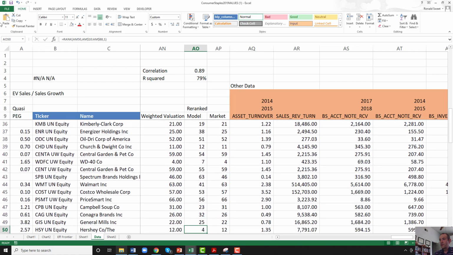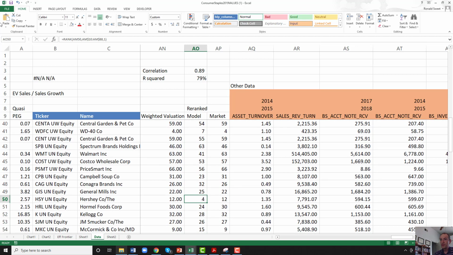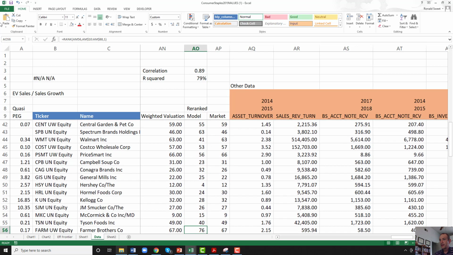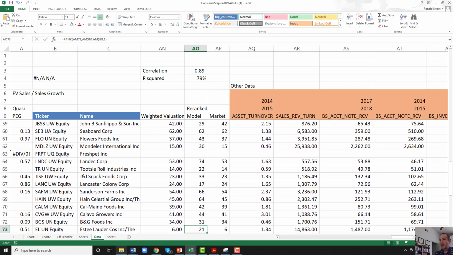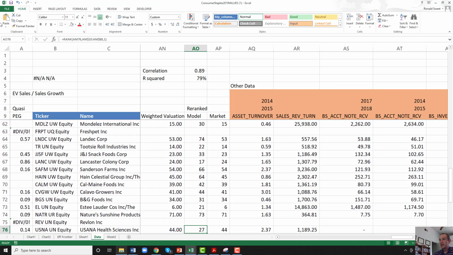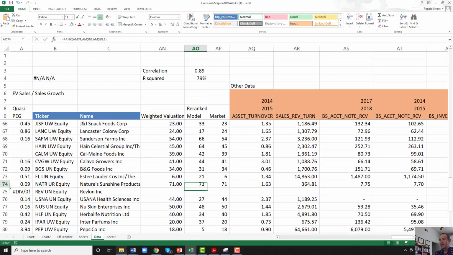And so you look through there, you're trying to find firms like Hershey's. We did actually buy Hershey's. Our model ranked Hershey's number 4, but they were the 12th most expensive, so there was a disconnect there, so that looked good. It's hard to find obvious ones. This firm here, Lancaster, 17th versus 24th, that may be okay. This one looks pretty bad, right? Estee Lauder, our model only likes it 21st best company, and yet it's the 6th most expensive.